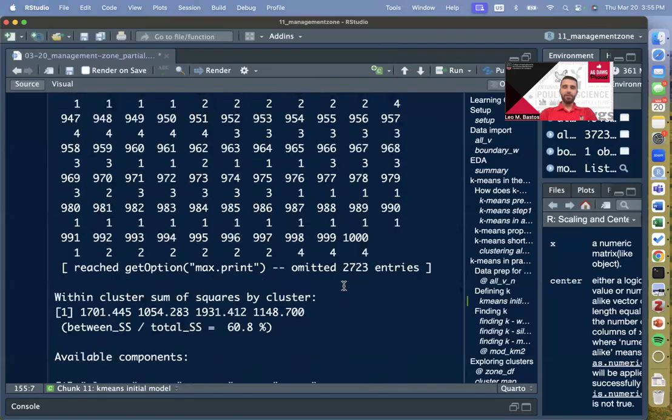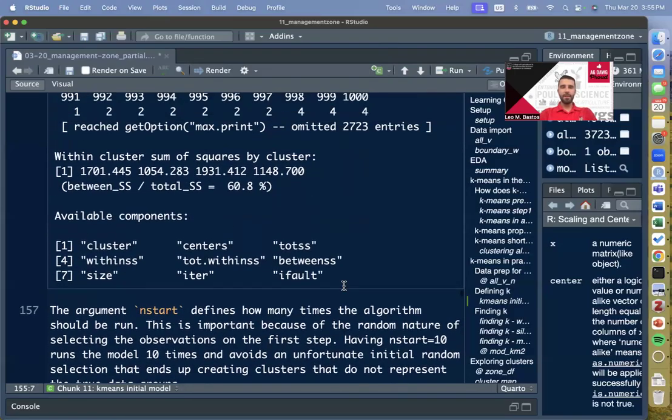And then if we just keep scrolling, there's going to be the within cluster sum of squares by cluster, which is basically what we're seeing here. This is the within cluster sum of squares. And then there's the between cluster sum of squares divided by the total sum of squares, representing 60.8% of the variability.